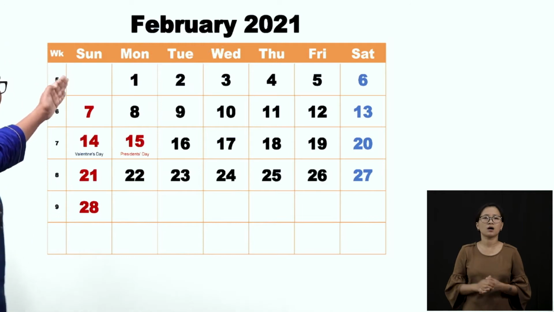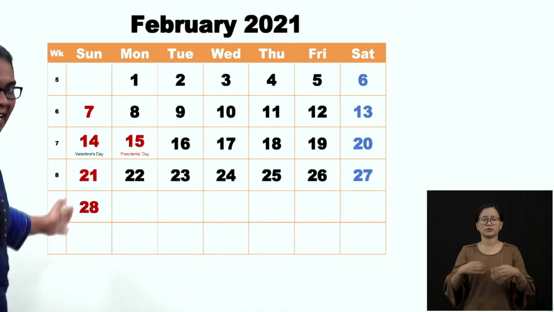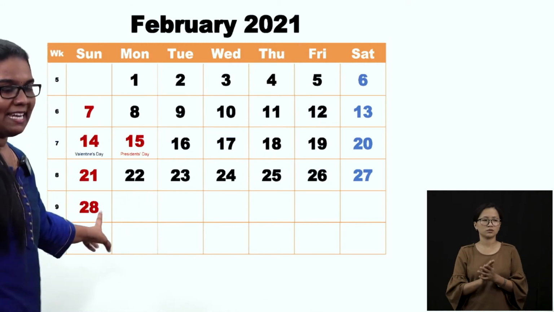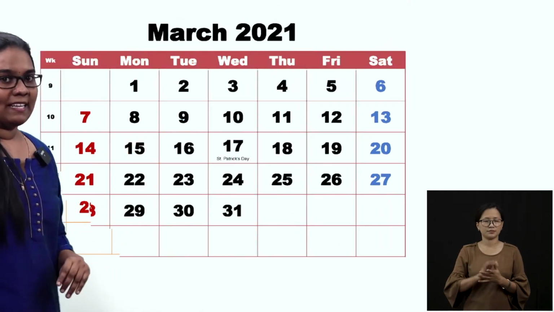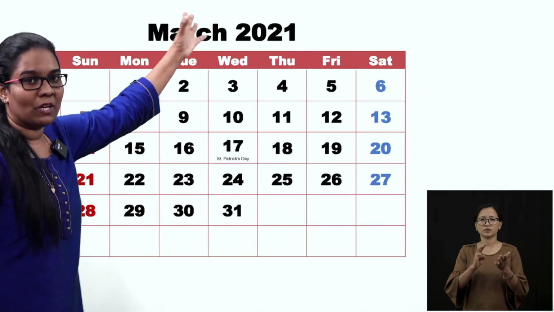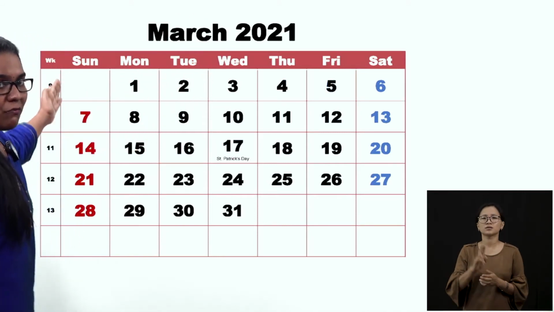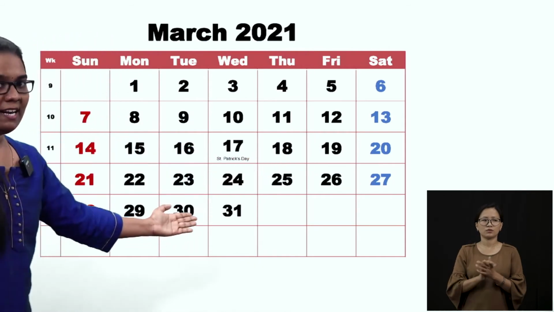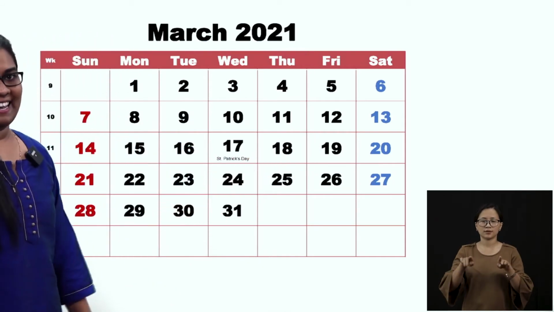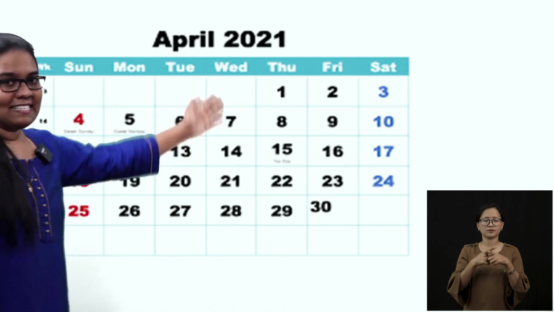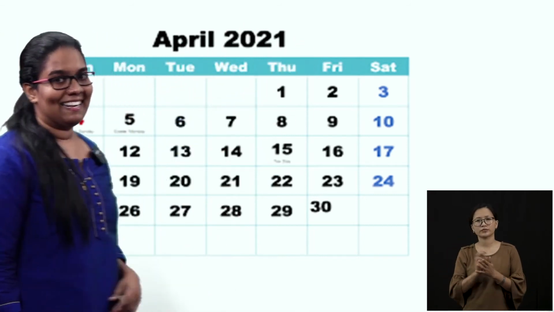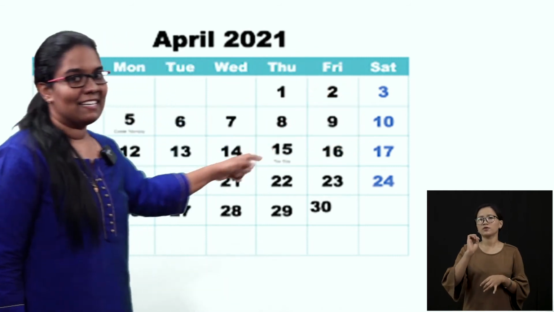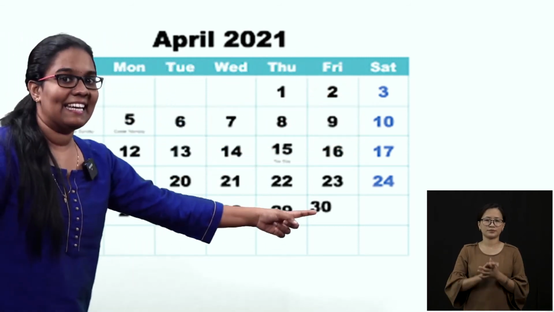Then this is the month of February 2021. How many Sundays? 1, 2, 3, 4. 4 Sundays and 4 Saturdays. Total days 28. This is the month March 2021. 4 Sundays, 4 Saturdays, total 31 days. Then this is April 2021. 4 Sundays, 4 Saturdays, total 30 days.